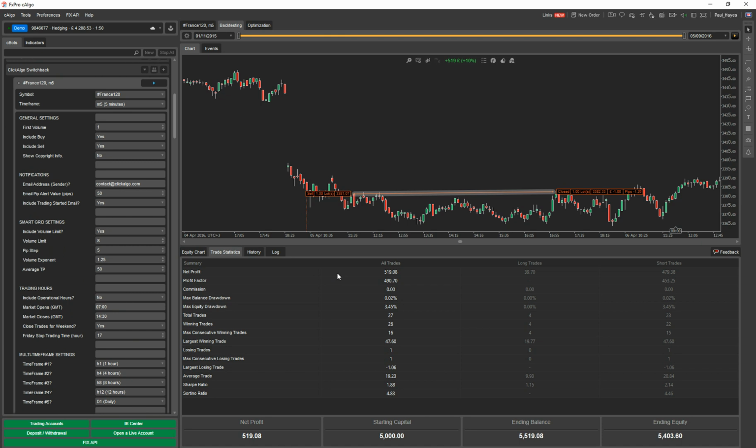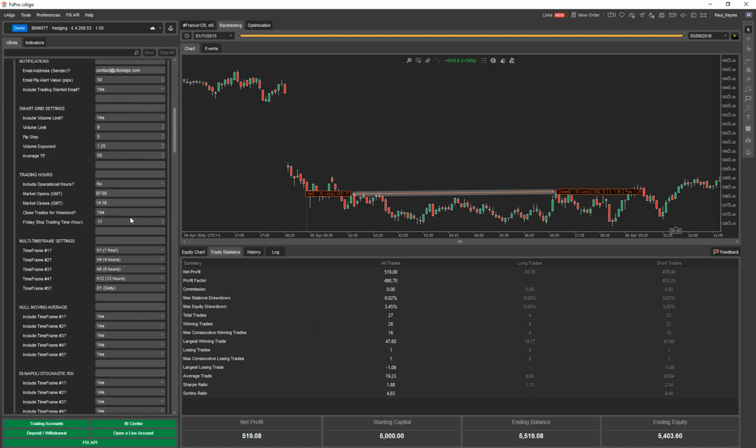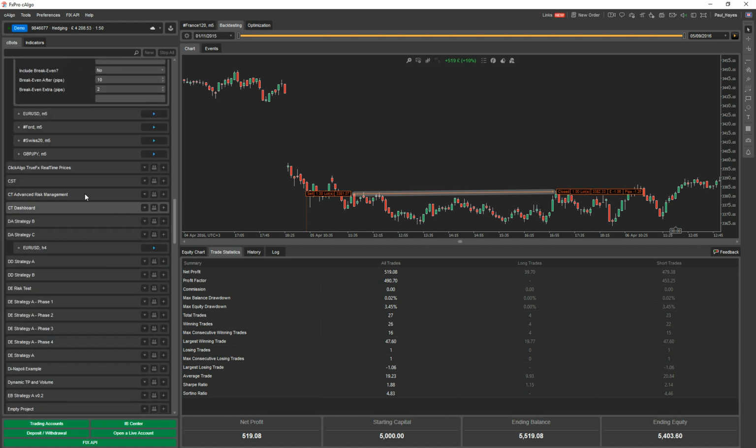So in this case, normally looking at around, and if you're aggressive in your trading style, you probably could go for a higher equity drawdown. But this is looking at around 10% with less than 5% drawdown. And that's on the France 120. So I've got a few examples here.